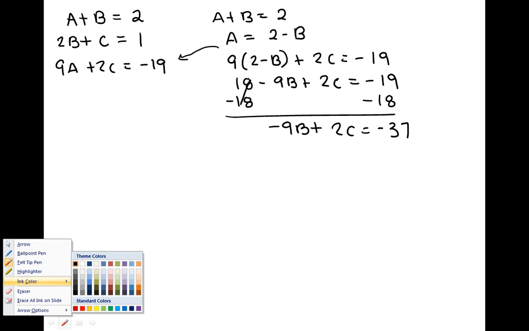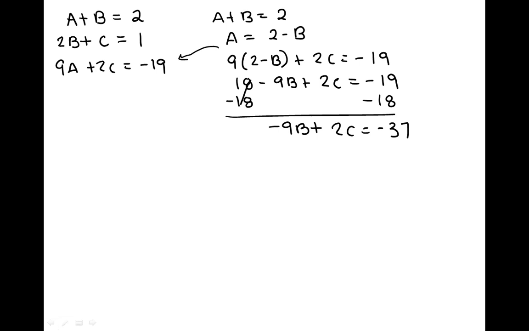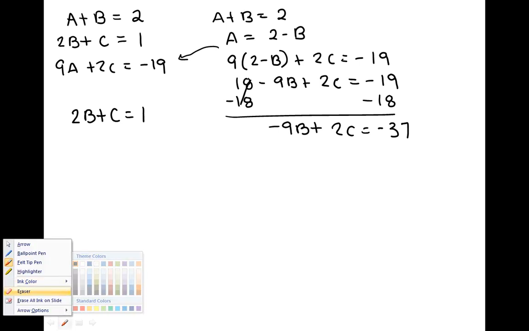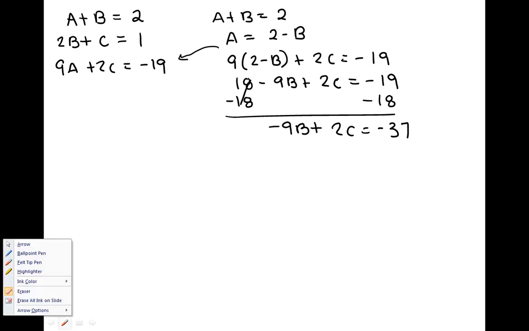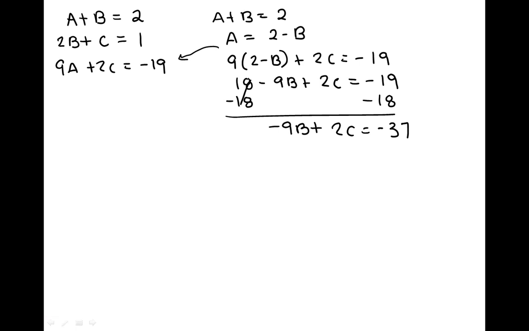Let's see what the screen looks like. So now I'll have 2b plus c equals 1. I really wanted a different color. 2b plus c equals 1. And I'm going to write negative 9b plus 2c equals negative 37.